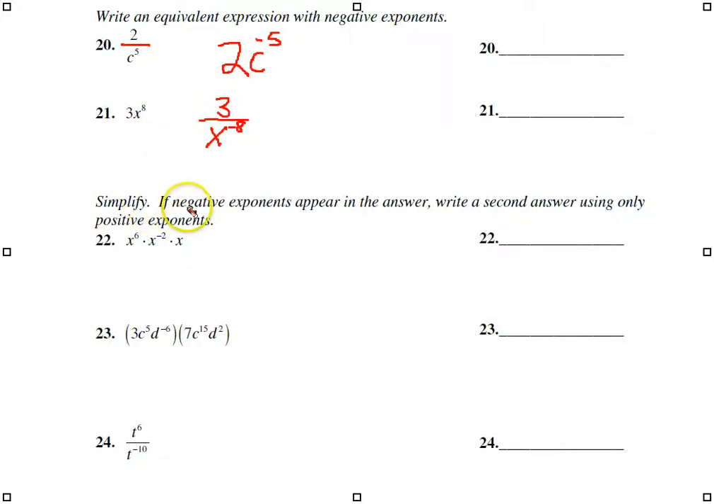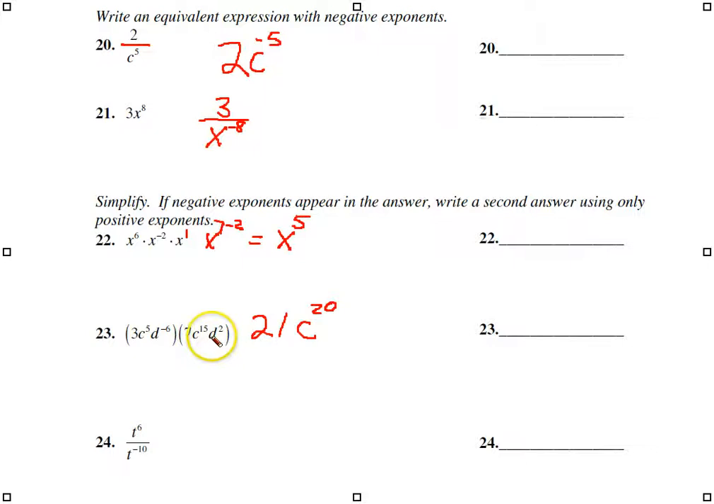All right, here they're asking us to simplify, write only in positive exponents. So here we have a 6 and a 1. That's going to give us x to the 7th minus 2. So this ends up being x to the 5th. So we are just adding the exponents. So here we go, 3 times 7 is 21. C, add up the exponents to the 20th.